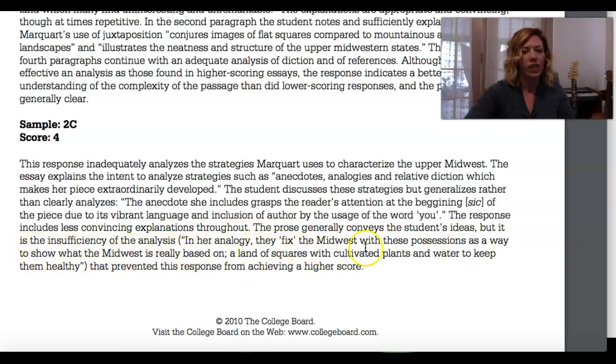In her analogy, they fix the Midwest with these possessions as a way to show what the Midwest is really based on: a land of squares with cultivated plants and water to keep them healthy. That prevented this response from achieving a higher score.